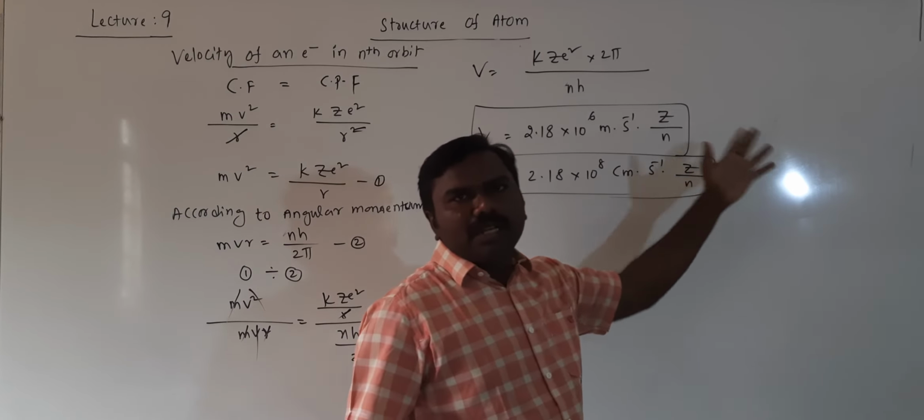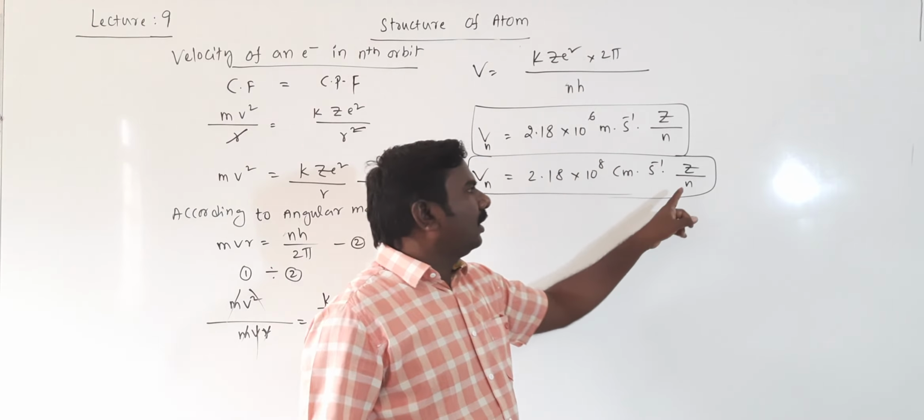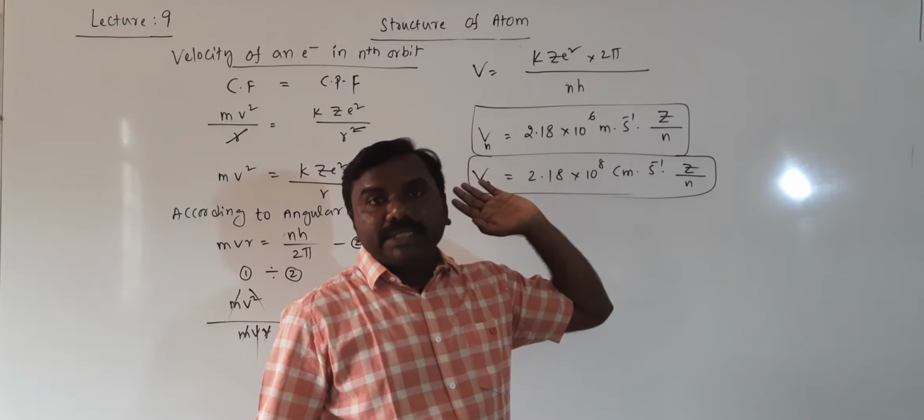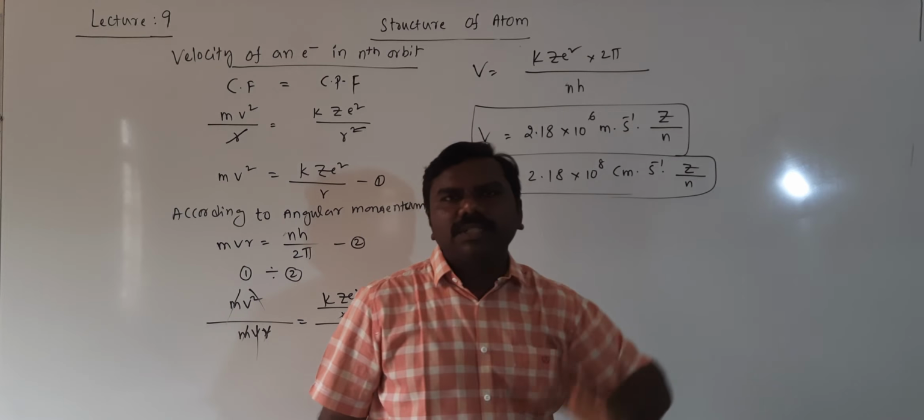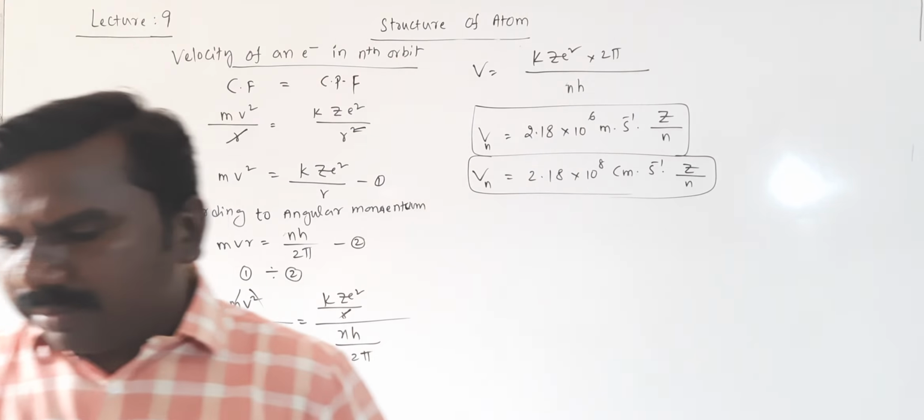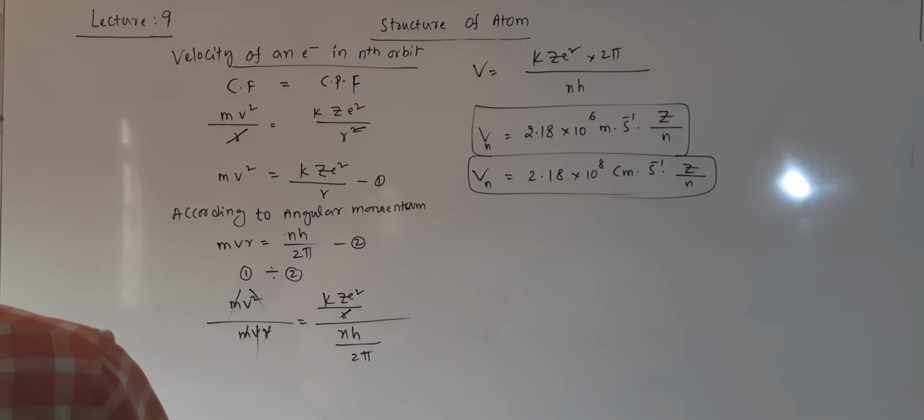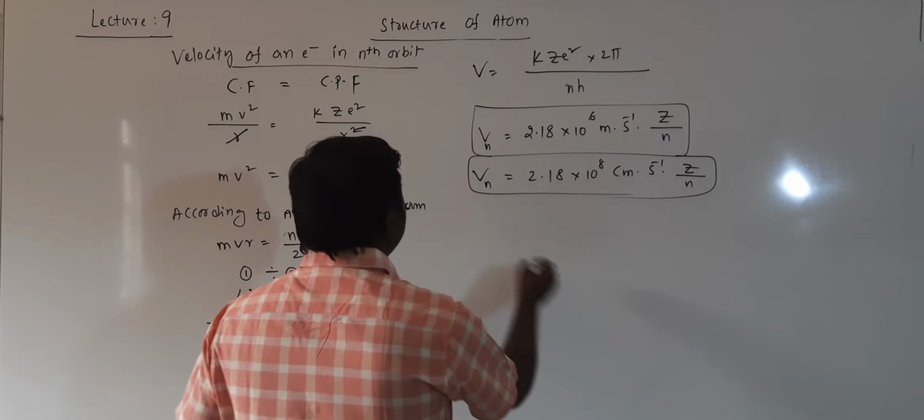As the Z value increases, velocity increases. As the n value increases, velocity decreases. It is inversely proportional to n and directly proportional to Z. A simple problem on that: calculate the velocity of the electron in the second orbit of lithium. Question.